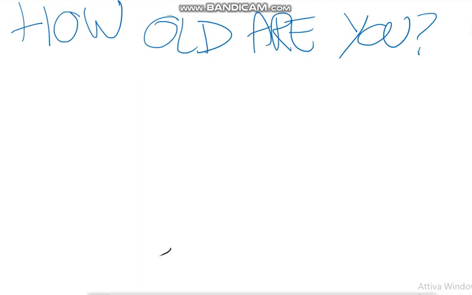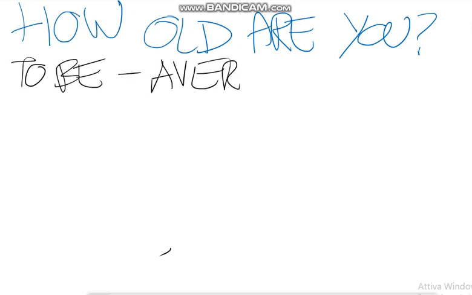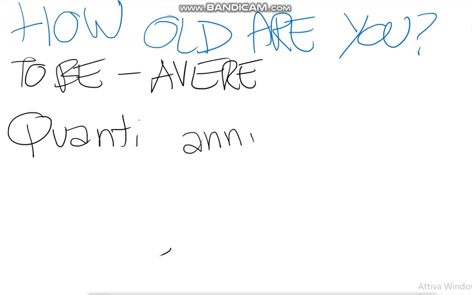Before we finish this video, there's something else I want to tell you. This is a particular use of the verb avere in Italian. In English you use to be, but in Italian we use avere to ask how old are you. Quanti anni hai? Quanti anni hai? This is an informal way to ask how old are you.